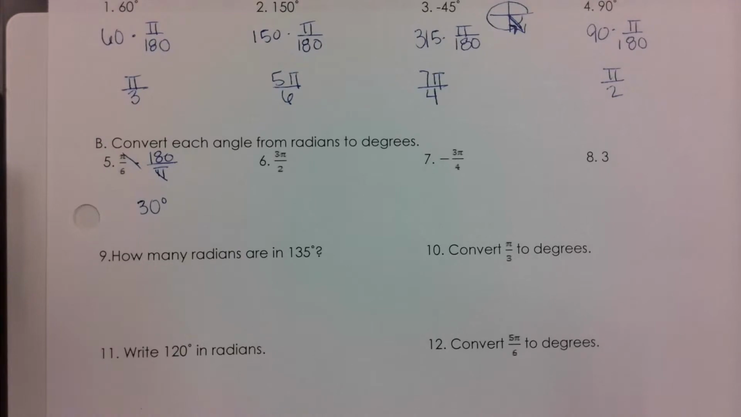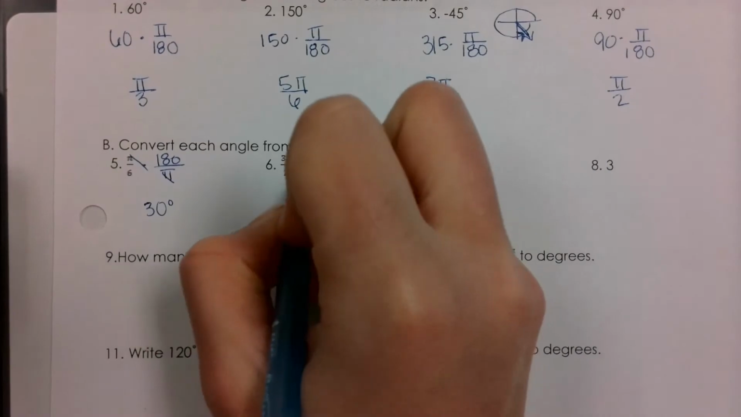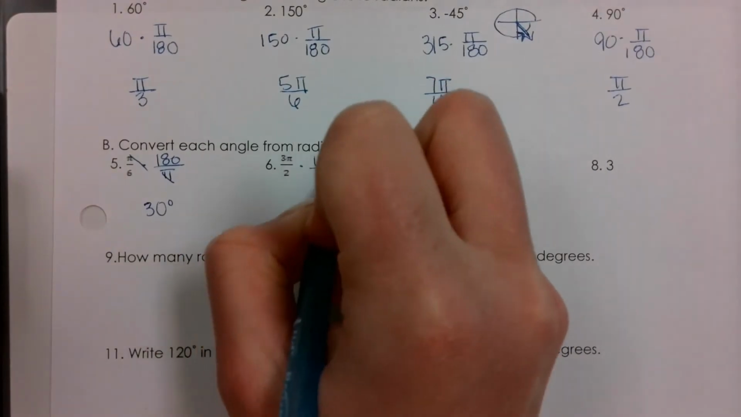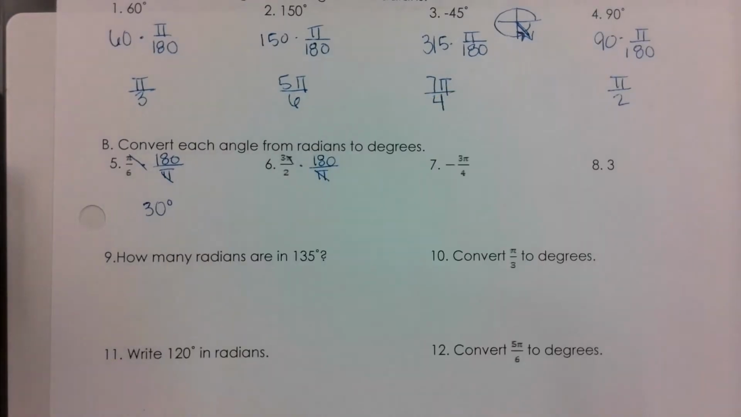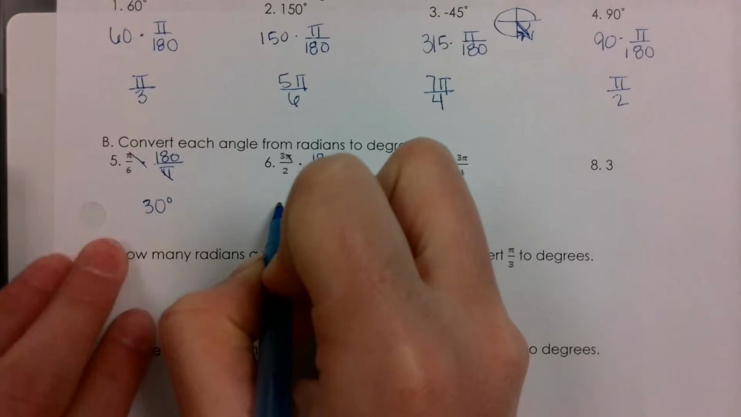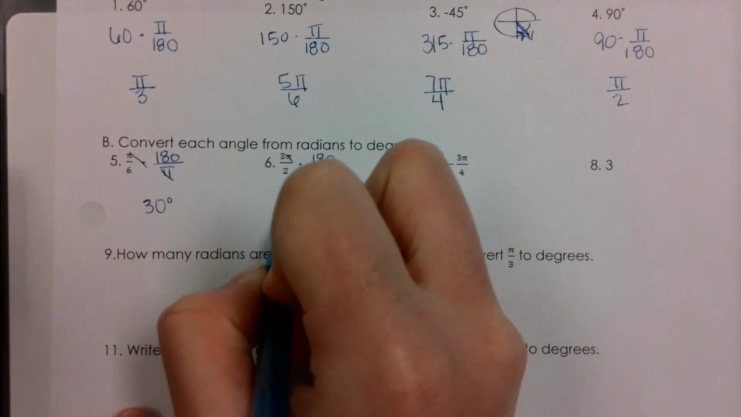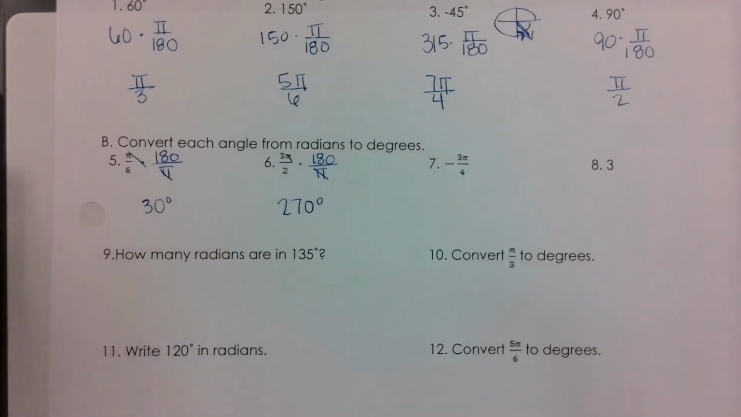Alrighty. Looking at the next one, we've got 3 pi over 2. To convert that to degrees, you're going to multiply by 180 over pi. Again, your pi's are going to cancel, and then we've got 3 times 180 all divided by 2. I think it's a little easier, if you're not using a calculator, to do the 180 divided by 2 first and get 90, and then multiply that by 3. And what do we get? 270. Questions there? All right.